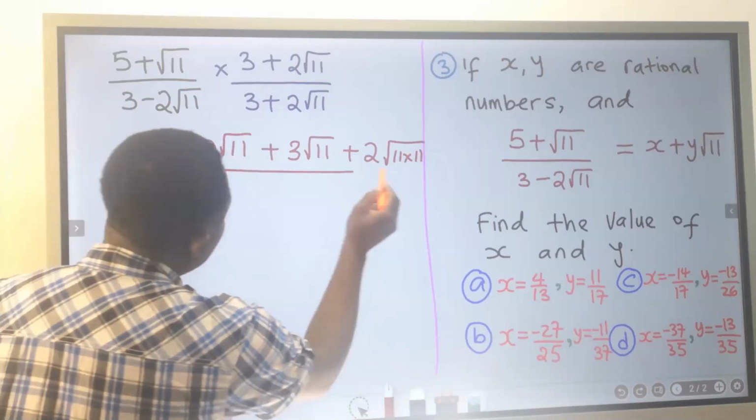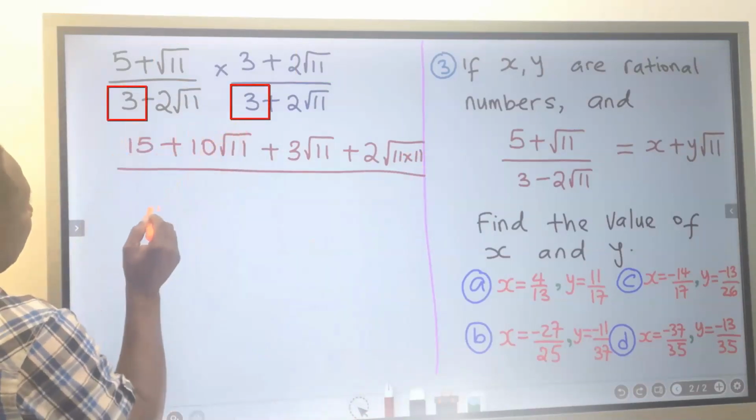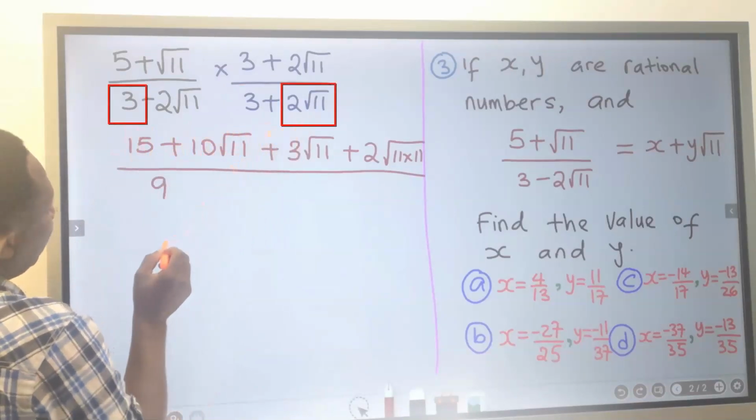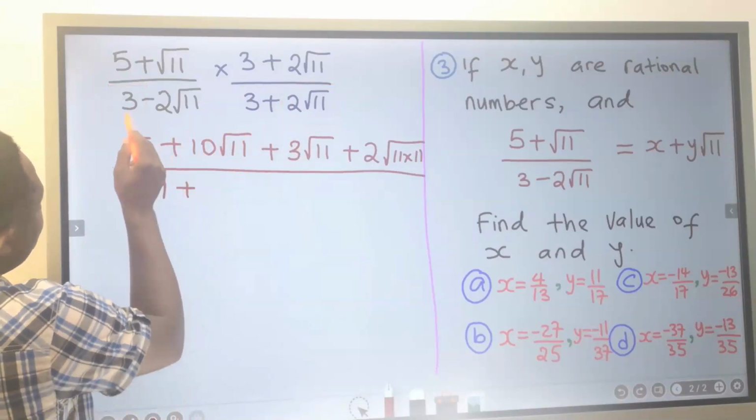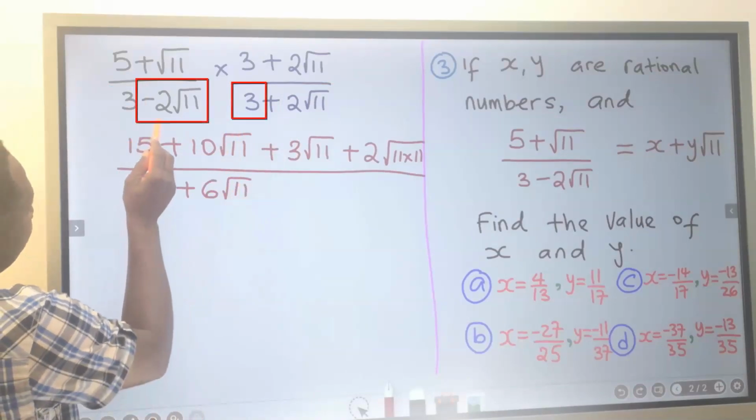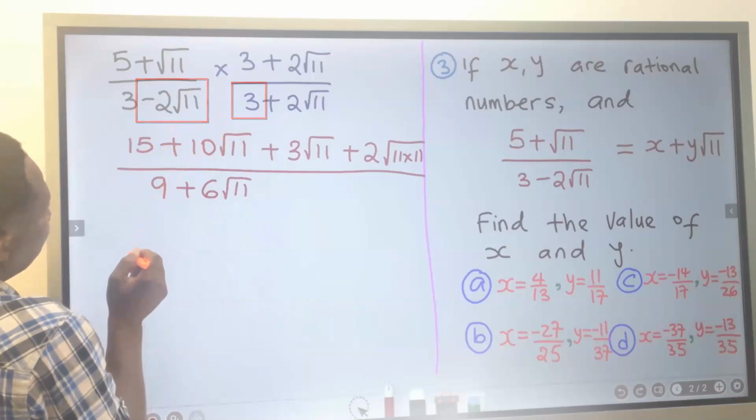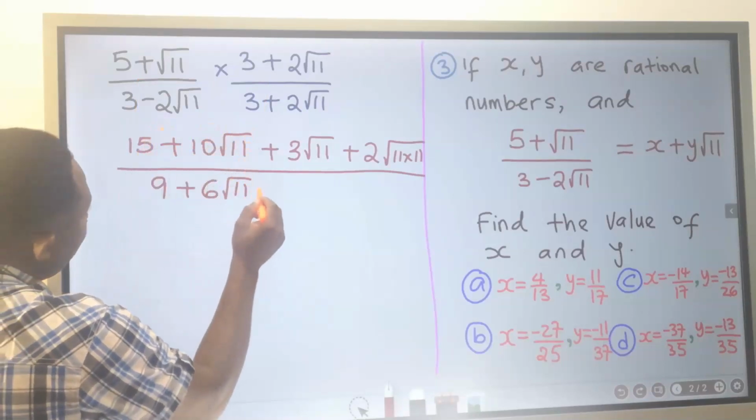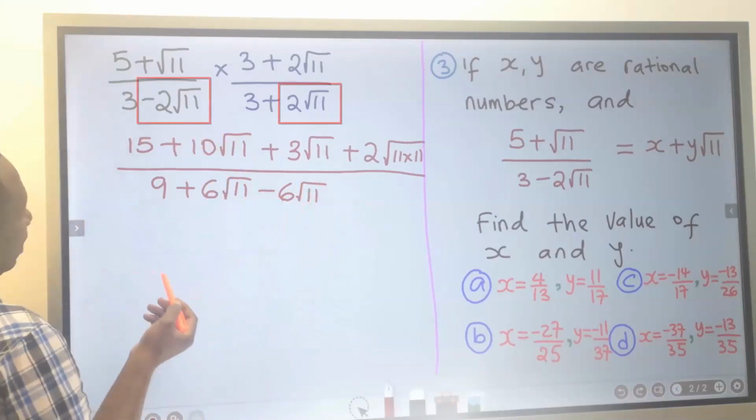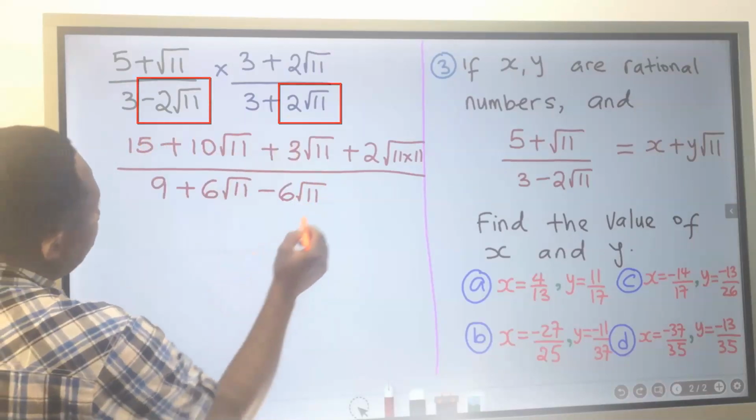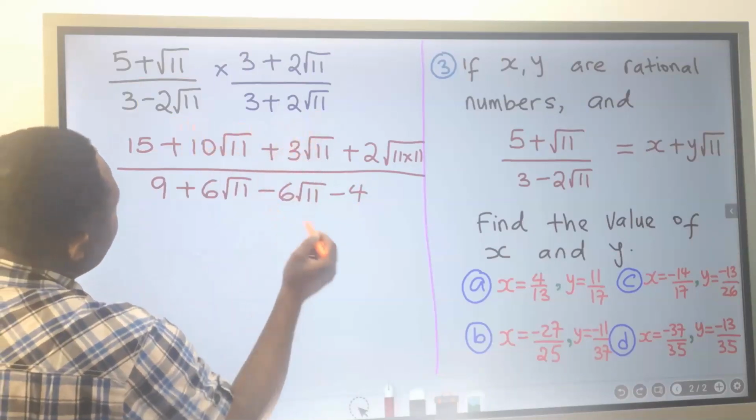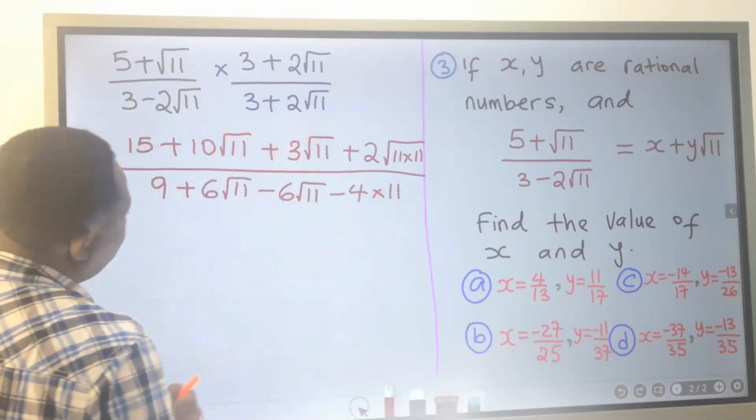Next, at the denominator, 3 multiplied by 3, you are going to have 9. 3 will multiply 2 root 11, we're going to have plus 3 times 2 is 6 root 11. Next, minus 2 root 11 will multiply by 3, minus 2 times 3 will give you minus 6 root 11. Next, minus 2 times 2 will give you minus 4, and root 11 times root 11 will return only 11.